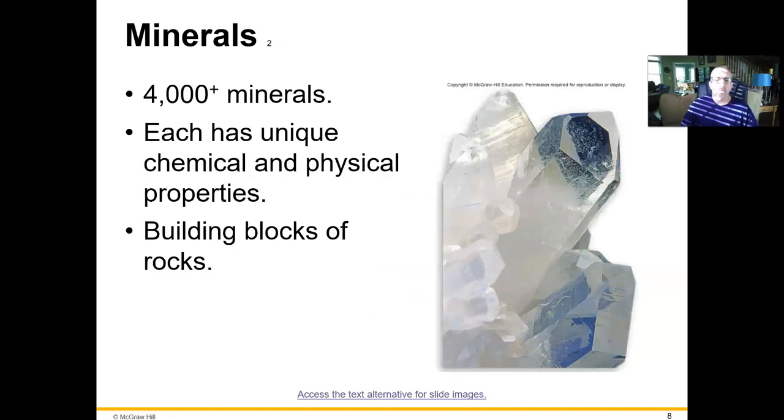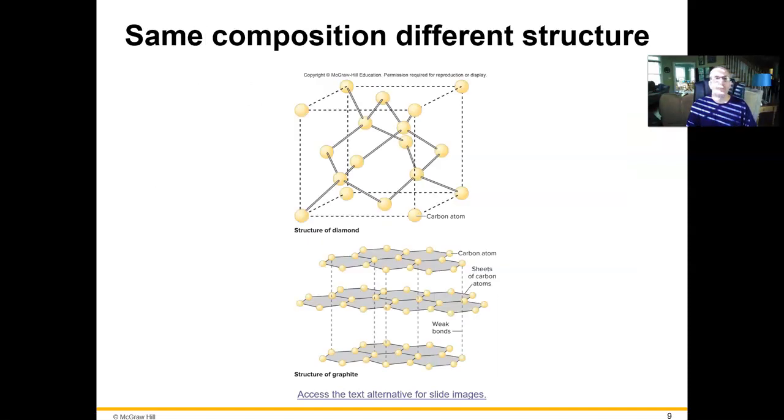So we know of over 4,000 minerals. Each of those has a unique chemical and physical property, and this is what makes rock. When we look at rocks, this is what's in rocks, these minerals. And again, just like the hydrogen atom that we looked at earlier, these minerals can have different structures as well, depending on how they're set up, how their bonds work, how they were formed, and the heat and pressure they were formed under.